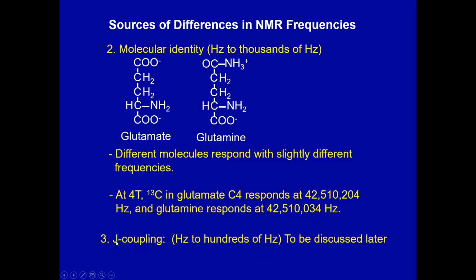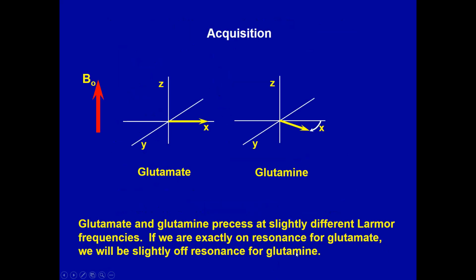There's something else called J coupling that will be discussed later in the course, and that has to do with the interactions of different spins within a molecule. And we'll talk about that later. Okay, so when it comes to acquiring data, to observing glutamate separate from glutamine, or any two chemicals at different frequencies, we would put ourselves in the rotating frame for one of them and then look to see what's going on with the other one.